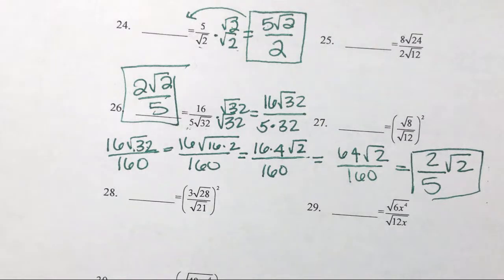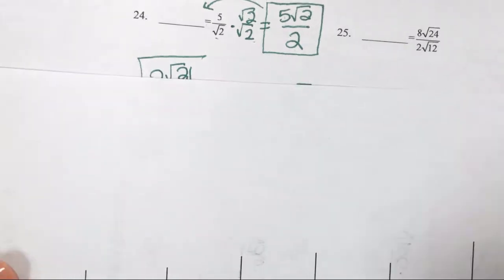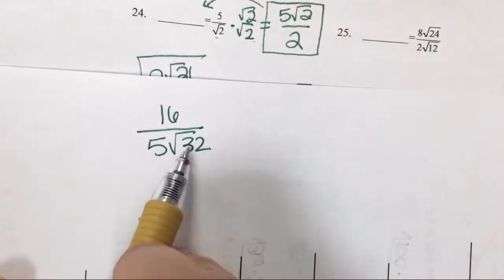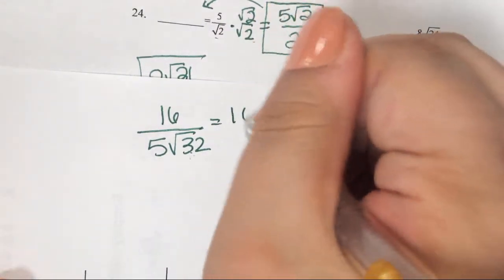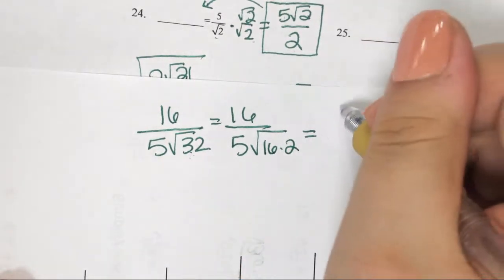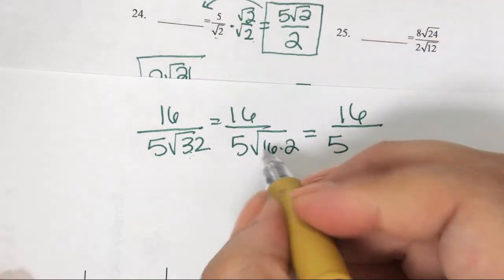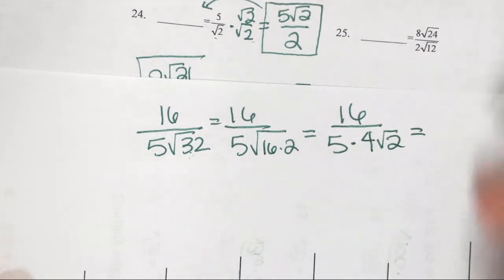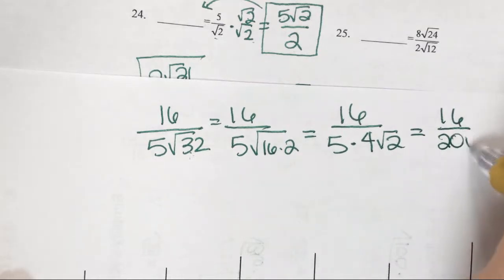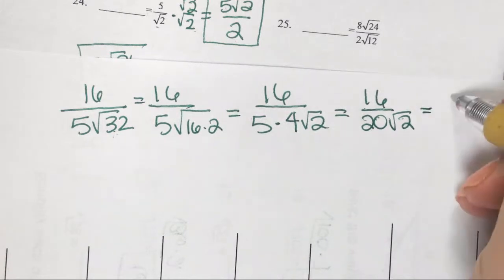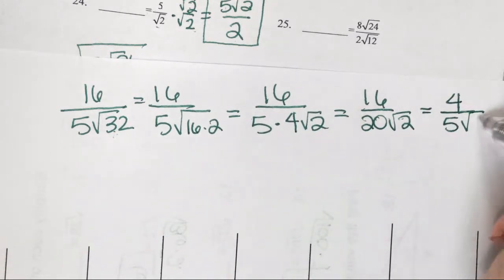In my opinion, that was the more difficult way. The easier way to do this one, in my opinion, is to simplify this first. If you know that is 16 times 2, can't you do 16 over 5? What's the square root of 16? 4 square roots of 2. Then you get 16 over 20 square roots of 2. I can reduce these by dividing by 4. So I get 4 over 5 square roots of 2.